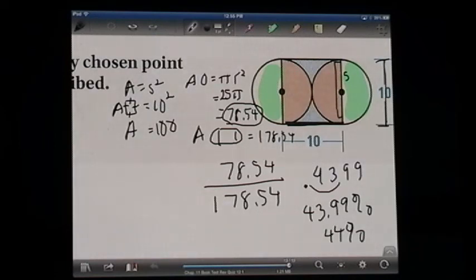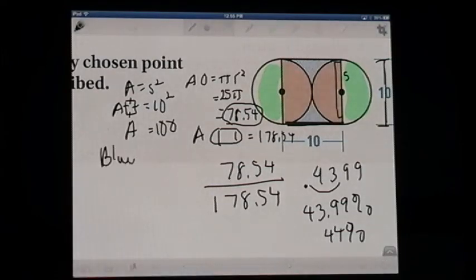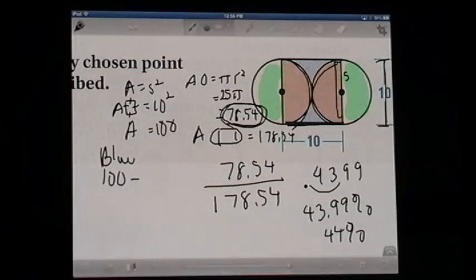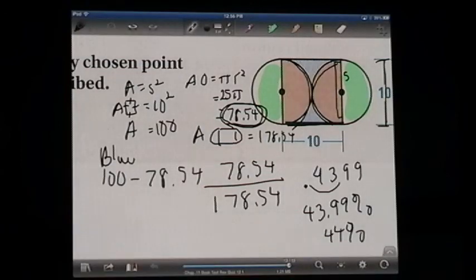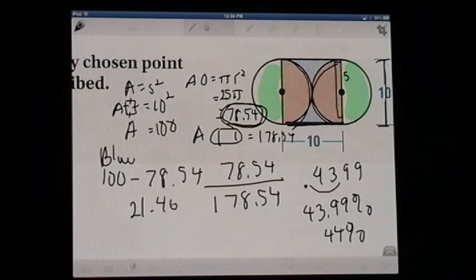Okay, now the blue region is equal to the square minus the leftover. How do we find that? I mean, the square minus the circle gives us the leftover. Well, we have the square. It's 100. So to find the blue, we're going to take our 100 and subtract from it the pink circle. And the circle is 78.54. So we're going to subtract 78.54 from 100. Okay, and that's going to give us 21.46 for the blue region.